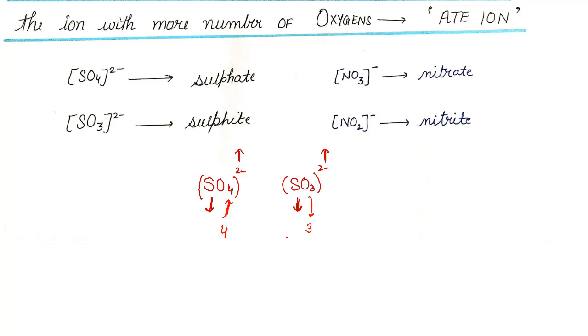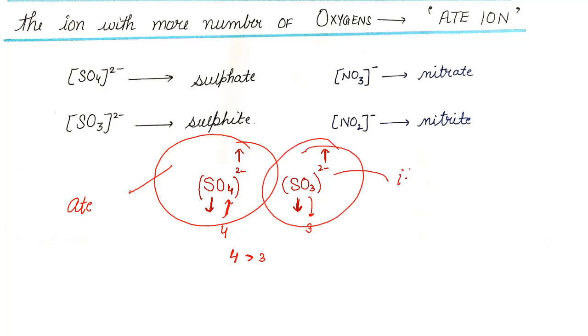I am not at all concerned about the number of oxygen atoms. I am only concerned about the relative number of oxygen atoms. So you can say 4 is greater than 3, right? The ion with more number of oxygen atoms will be known as ate ion, and the ion with less oxygen atoms will be known as ite ion. For example, SO4 2 minus and SO3 2 minus. Sulfur is same, 2 minus is same. Here 4 oxygens, here 3 oxygens. That means here more oxygens, here less oxygen. So more oxygen will be known as sulfate ion. Less oxygen will be known as sulfite ion. Okay, remember sulfate, remember sulfite.